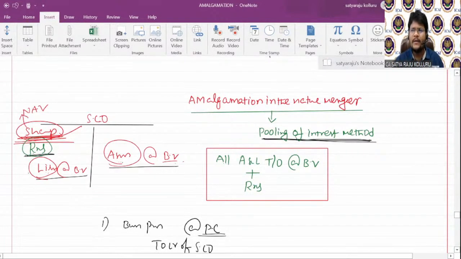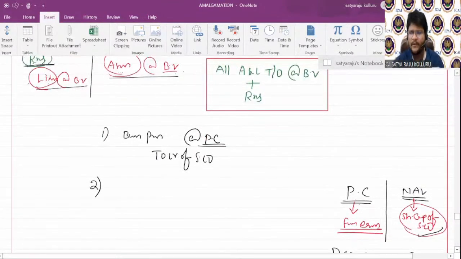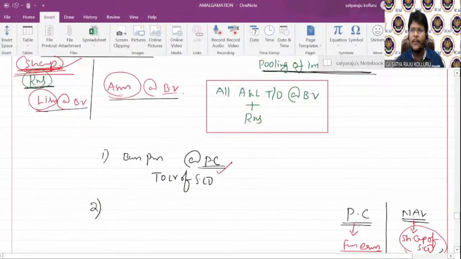Then we will compare purchase consideration with net asset value of the business taken over. The first entry is the usual entry: business purchase account to liquidator of selling company at the rate of purchase consideration. In the last class, we decided that in case of amalgamation in the nature of merger, the method of amalgamation will not impact purchase consideration. The PC may be net asset value method, or net payments method, or intrinsic value method, or lump sum method. It is in the usual manner only. The type of amalgamation will not impact the method of PC.